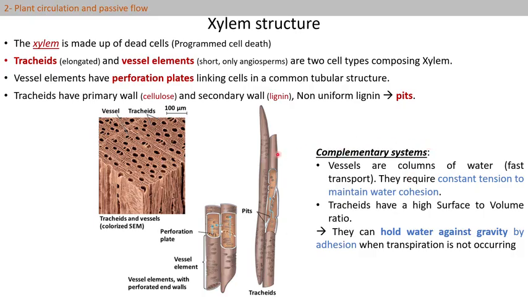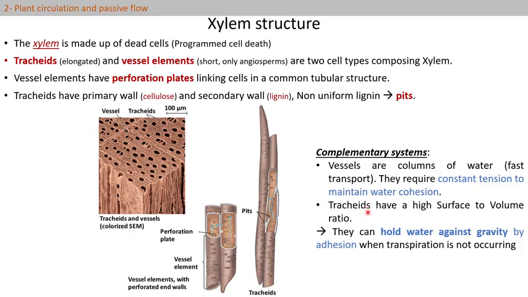Well, those two types of pipes, tracheids and vessel elements, are complementary systems. The vessel elements, with their perforation plates, are essentially big pipes of water that allow fast transport, but they require constant tension to maintain the flow. What that means is that if at the end of the pipe you drop the pressure, all the water falls due to gravity. Okay? So that's good to have a fast pipe system, but that problem is limiting.